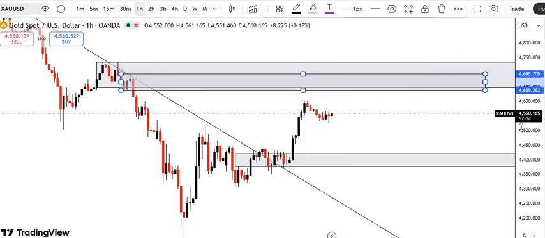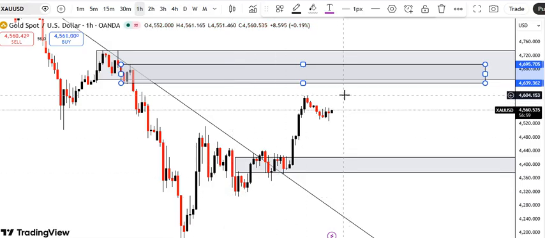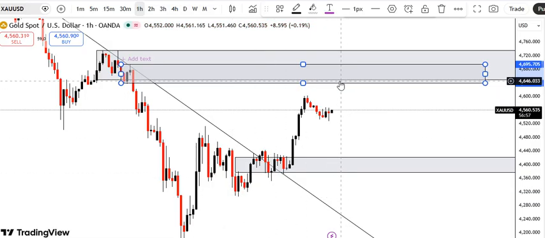All right. So 1 hour. So let's wait for price to get here. We have to wait for price to get here to take a decision. So when price gets here, we're going to be waiting to sell if this particular zone holds. So that's just it for gold.